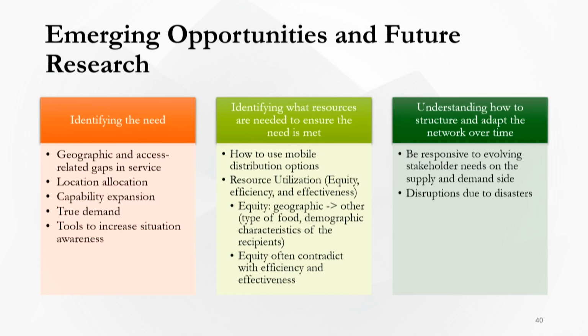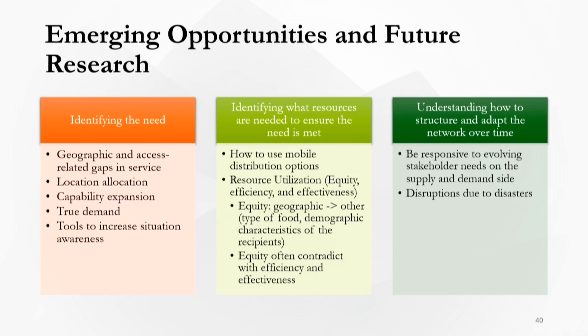We noticed from the research papers, the resource utilization often use the combination of the equity, effectiveness, and efficiency objective to measure performance. However, most equitable distribution studies use only the geographic measure of equity, and we know that is not good enough. So more and more food banks started exploring other dimensions of equity, such as what type of food the people really want, and not to mention their demographic characteristics.